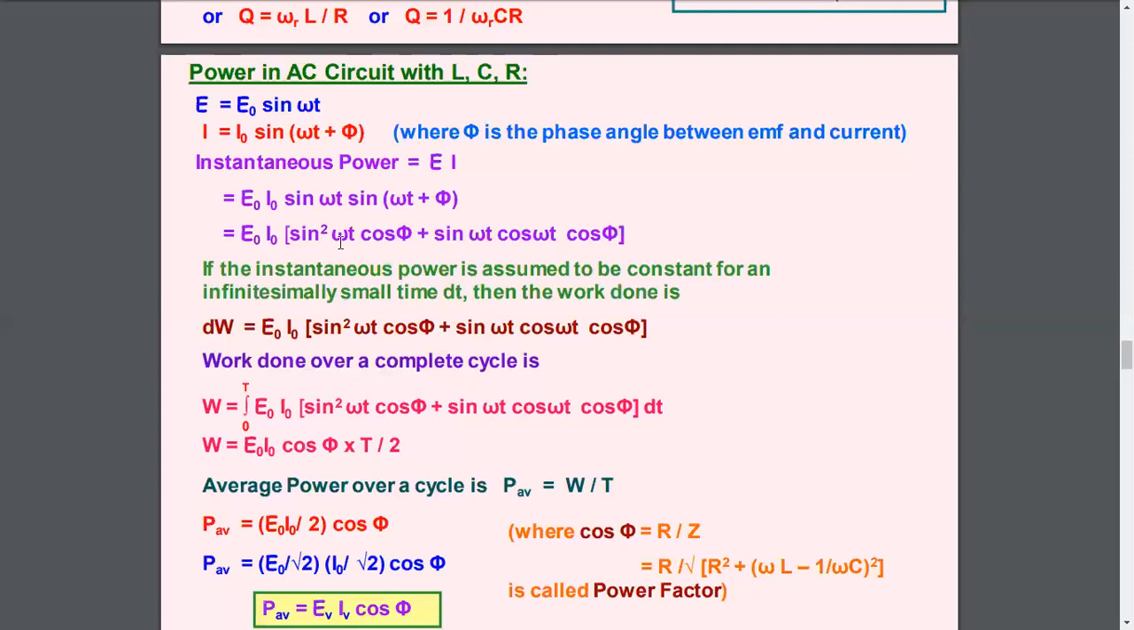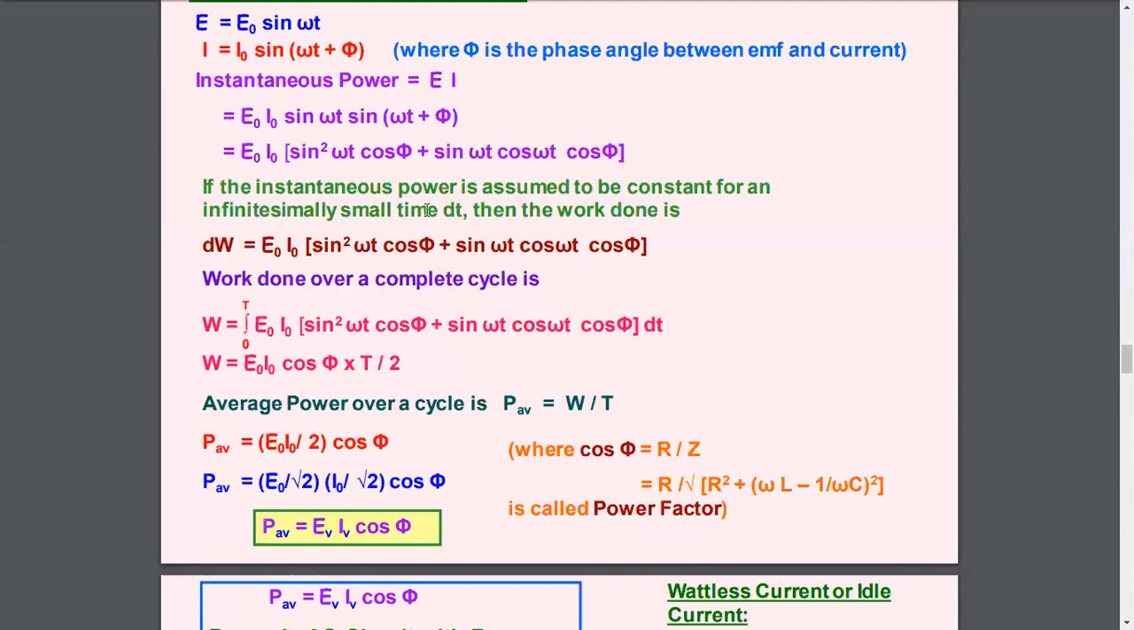But the average of sin square omega t will be half, and hence you will get the average power. Average power will be obtained because this is the expression for instantaneous power. If the instantaneous power is assumed to be constant for an infinitesimally small time dt, then when power is multiplied by time, we get the amount of work.